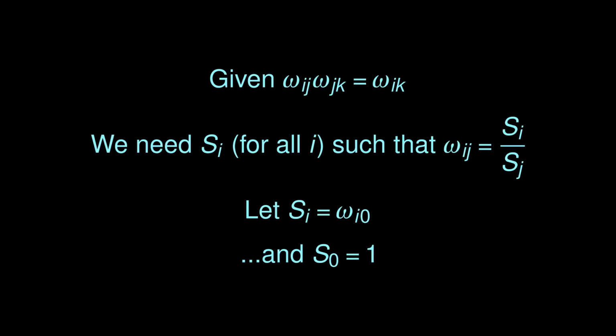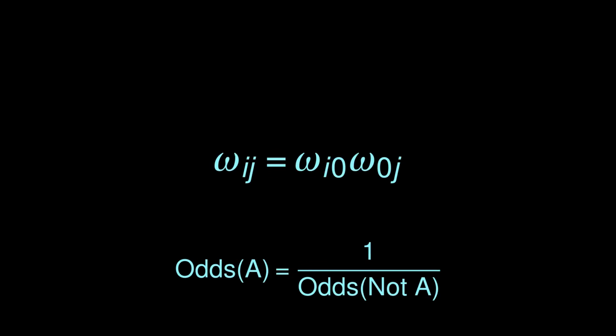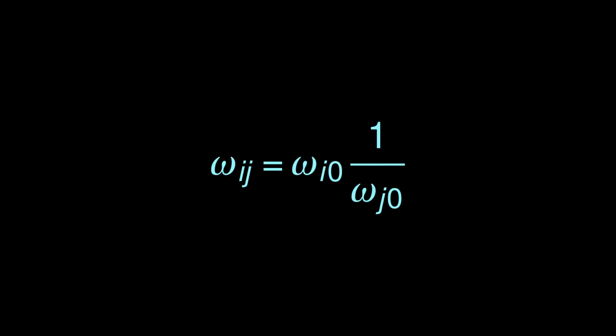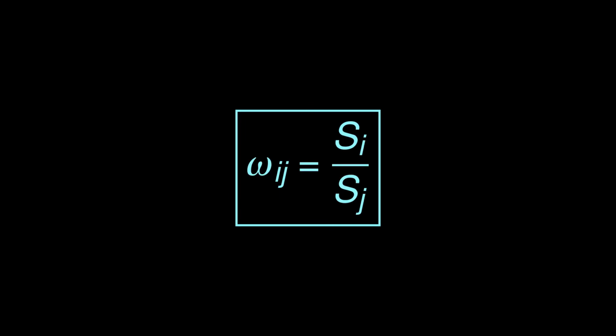Now, consider two players i and j. By transitivity of odds, the odds of i beating j are just the odds of i beating 0 multiplied by the odds of 0 beating j. A general property of odds is that the odds of an event are equal to 1 divided by the odds of that event's complement. So we can rewrite the odds of 0 beating j as 1 over the odds of j beating 0. QED. I've glossed over a few small details in this proof, which you can find addressed in the supplementary material to this video.